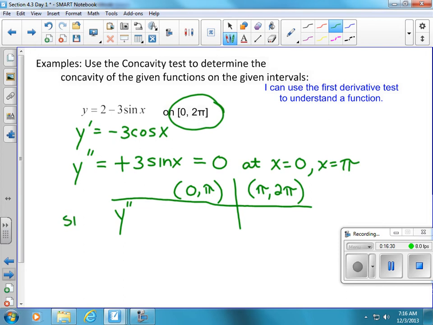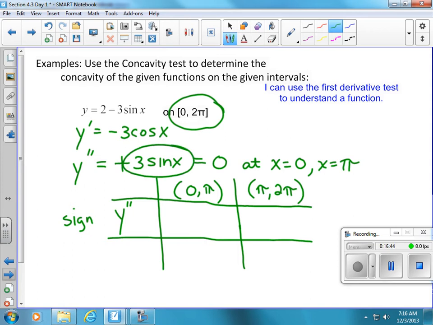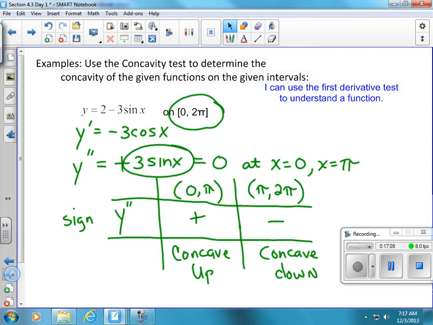This time we're going to check the sign of the second derivative because it's not asking us about critical points or anything like that. It's asking us about concavity. So we're going to check the sign of the second derivative, which is 3 sine of x. From 0 to pi, that sign is positive. From pi to 2 pi, the sign of sine is negative. So from 0 to pi, we're talking concave up. And from pi to 2 pi, we're talking concave down because it's negative. It's a pretty simple concept, sort of.